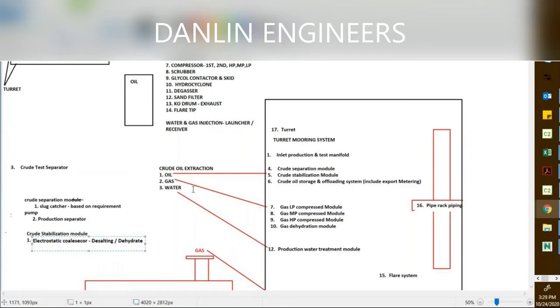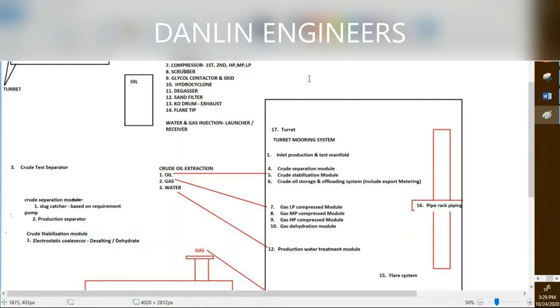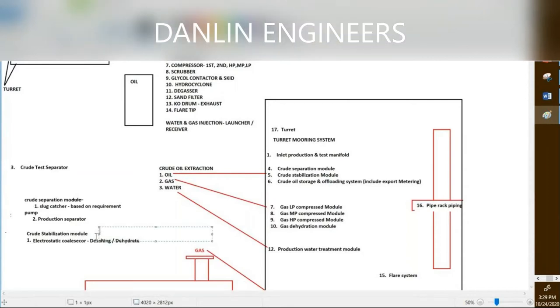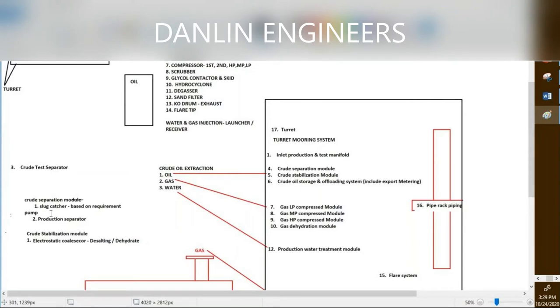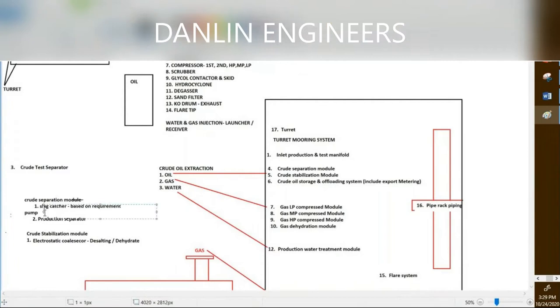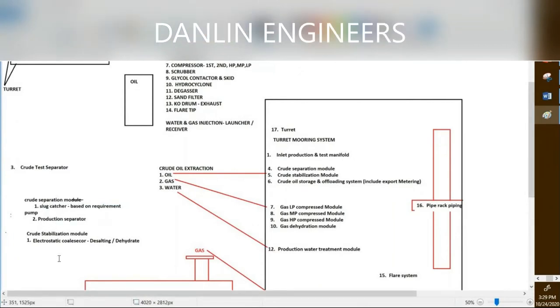I think the sand will also be filtered in the slug catcher, so we can tell the sand filter arrangement comes before that. If a sand filter is required, we can keep it before this, no issues. If there is sand content, the arrangement should be the slug catcher, sand filter, and then only the production separator.